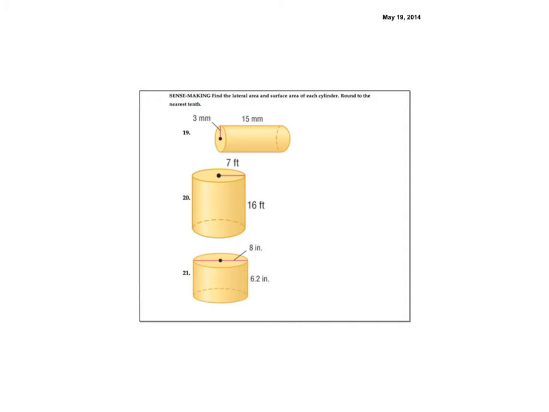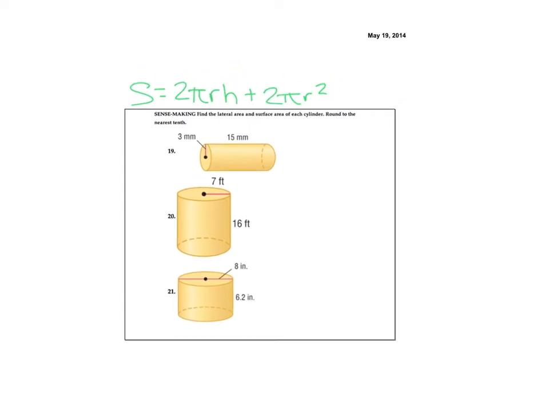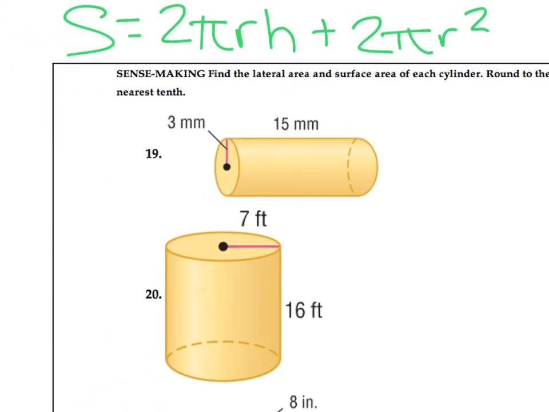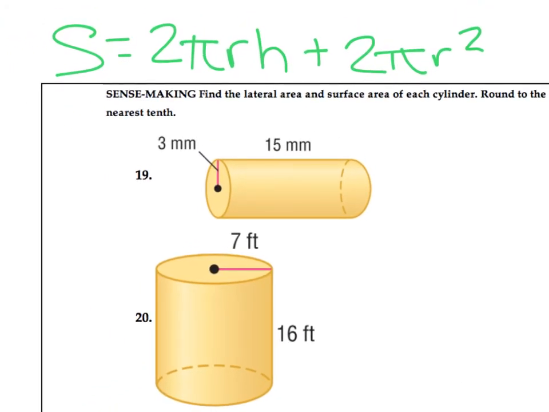All right, so now I'm going to go through a few more examples, finding your lateral and surface area. Again, I'm going to start with the surface area for each of these, and then we're going to move on from there to find the lateral area. So we have 2 pi times the radius times the height plus 2 pi r squared. Key pieces of information here: we want the radius and the height.